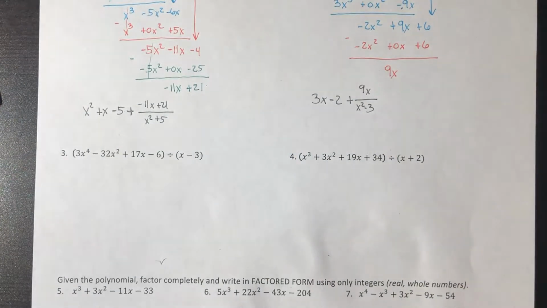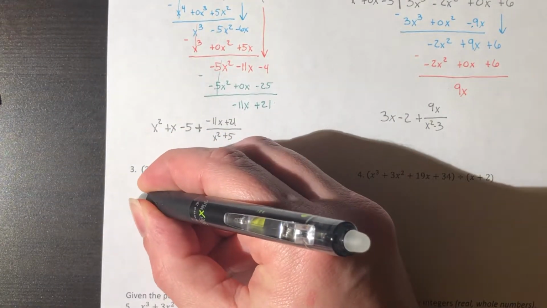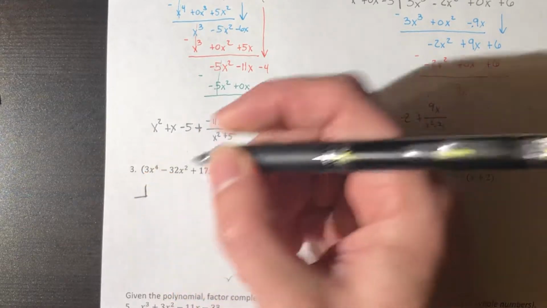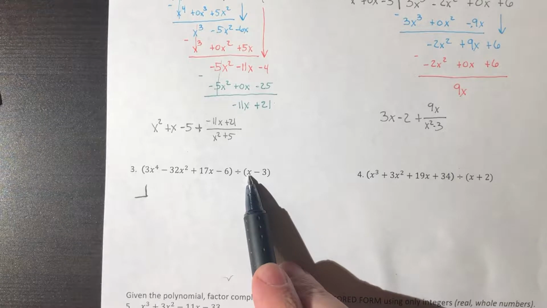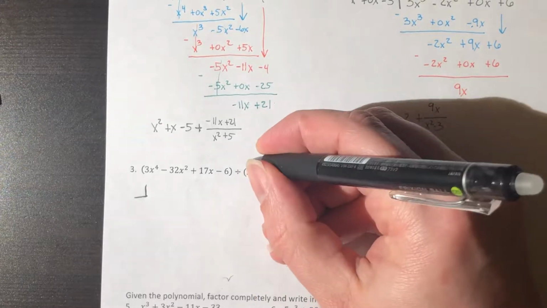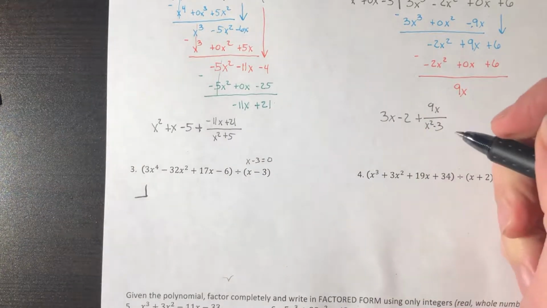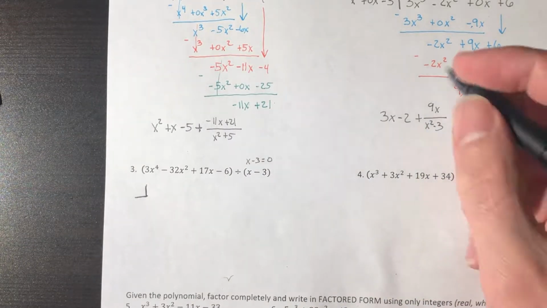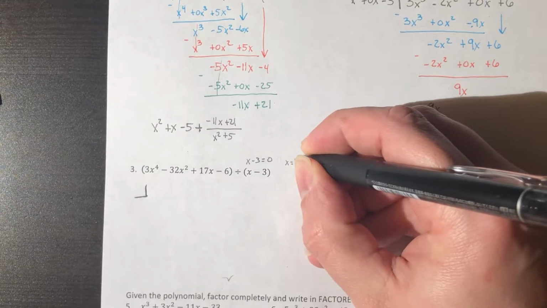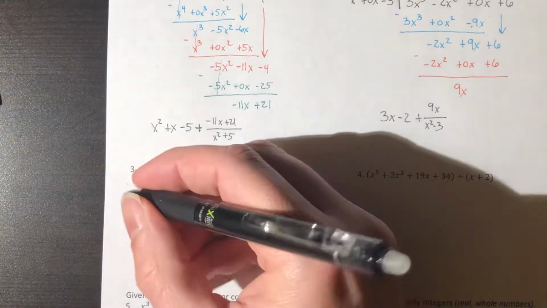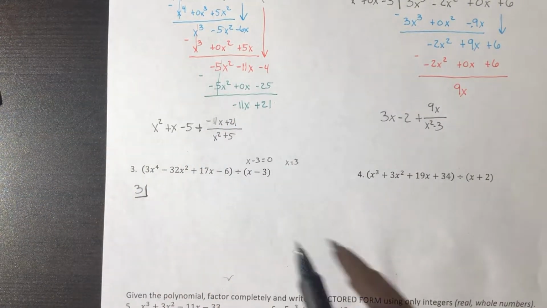So when I do synthetic division, in the box here is going to go the 0 from this. So if I were to say x minus 3 equals 0, what would x equal? Well, I would add 3 to both sides, so I would get x equals 3. So that is what goes into the box.